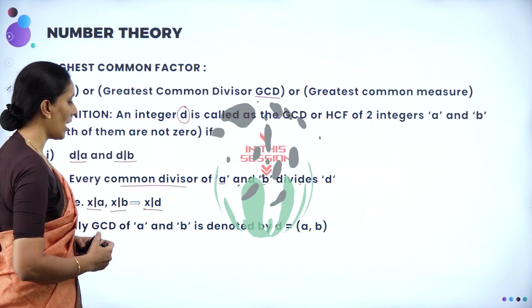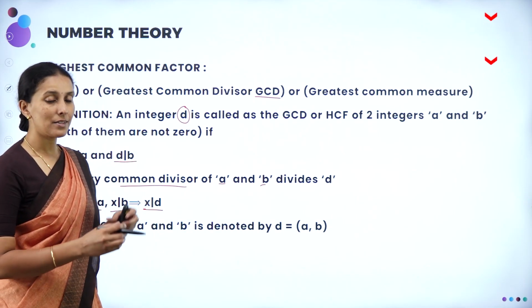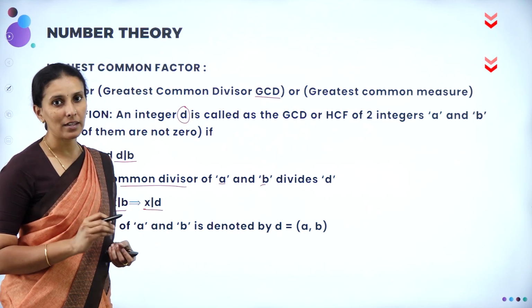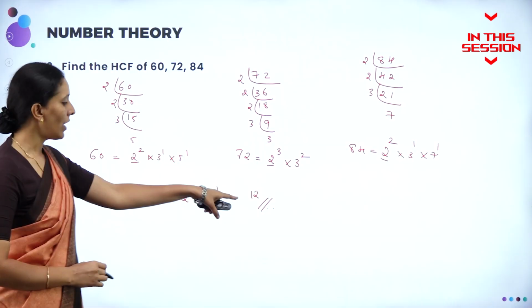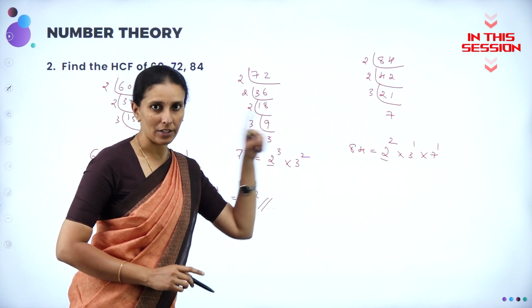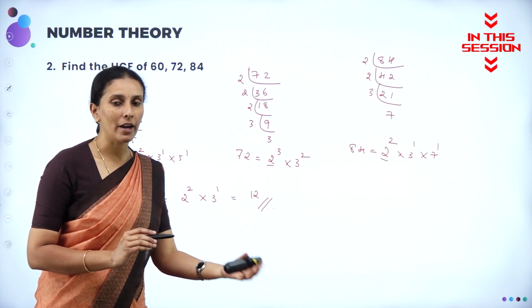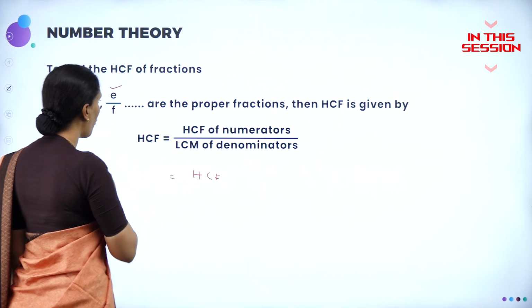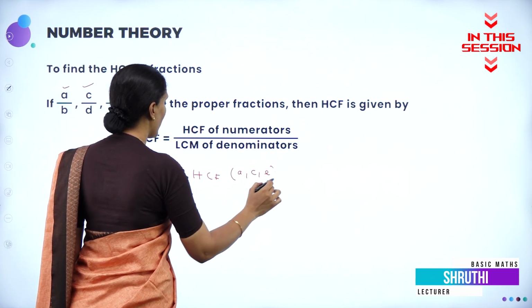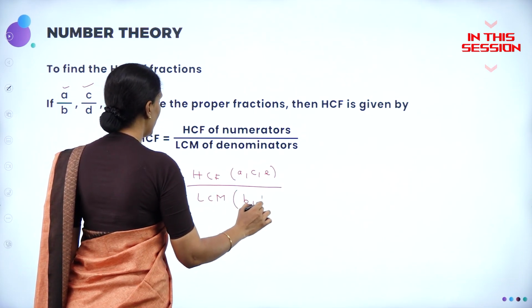Usually GCD of A and B is denoted by D is equal to (A, B). So that means the highest common factor of two numbers is nothing but the common divisor which divides both A and B. 12 is the common divisor which divides 60, 72 as well as 84. So HCF is nothing but the common divisors which divides the given numbers. HCF of fractions can be calculated as HCF of A, C, E divided by LCM of B, D, F.